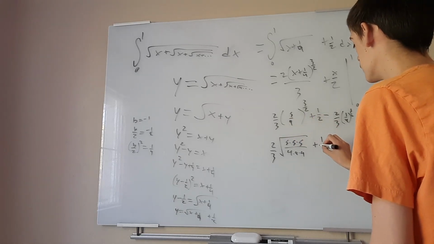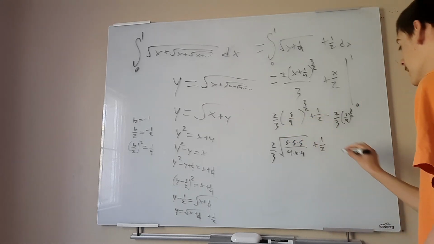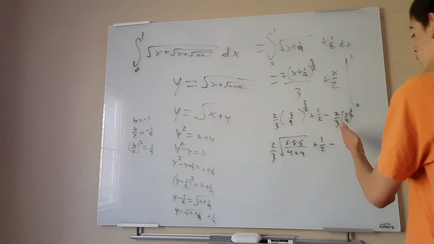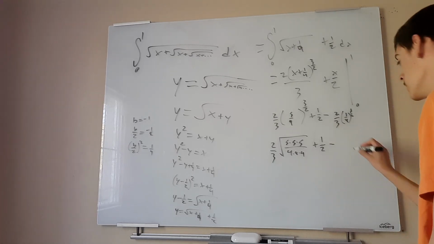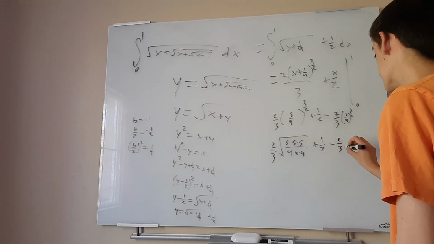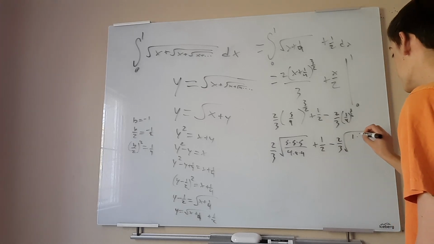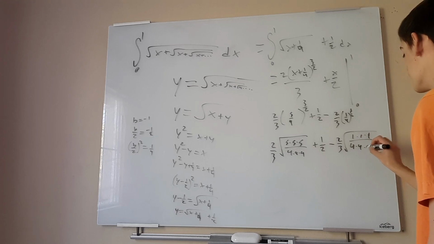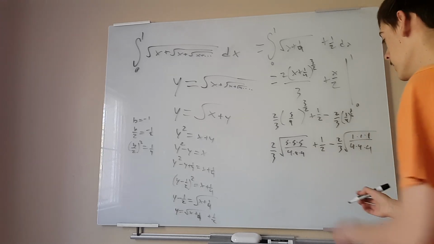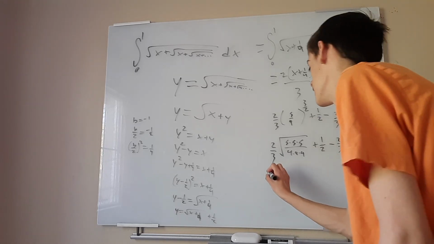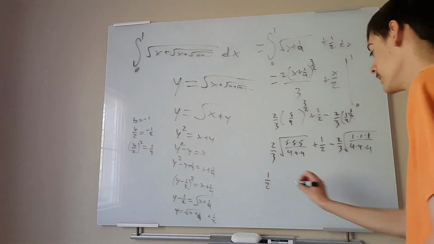We still have this plus 1/2 here. That's just an outlier kind of thing. And then minus 2/3 times 1/4 to the 3 over 2. So we're going to do the same thing there. So 2/3 times the square root of 1 times 1 times 1 over 4 times 4 times 4. From here, let's just move this 1/2 up to the front so we don't have to worry about it really.